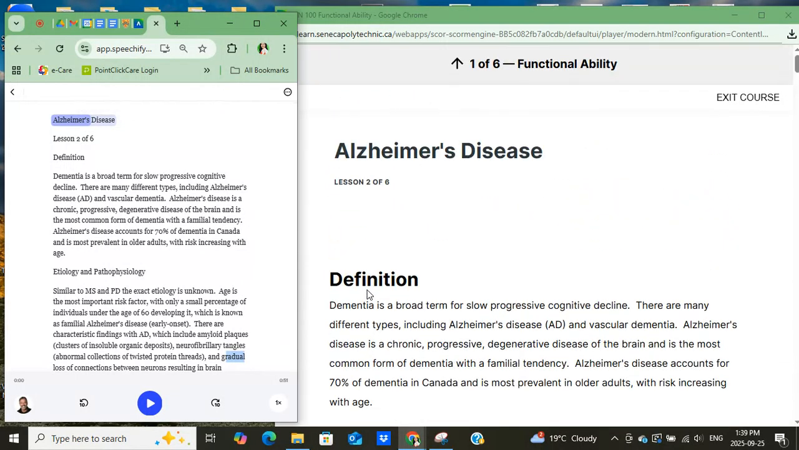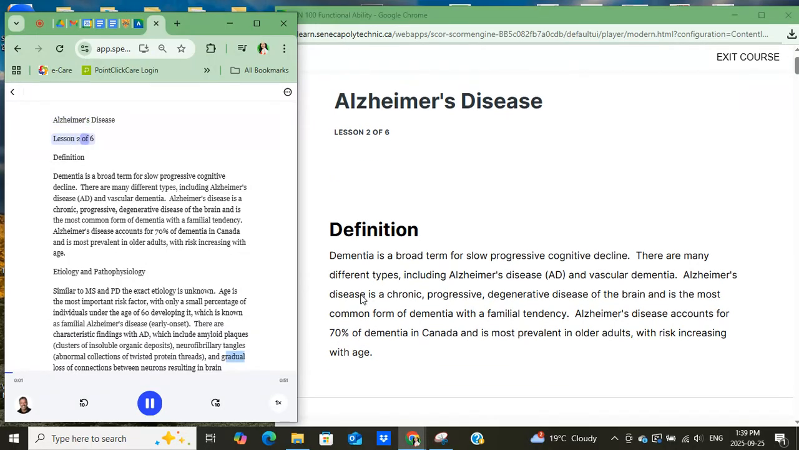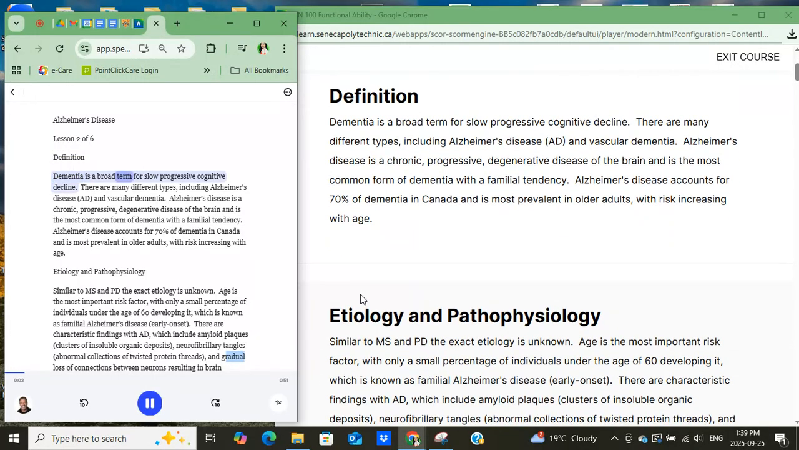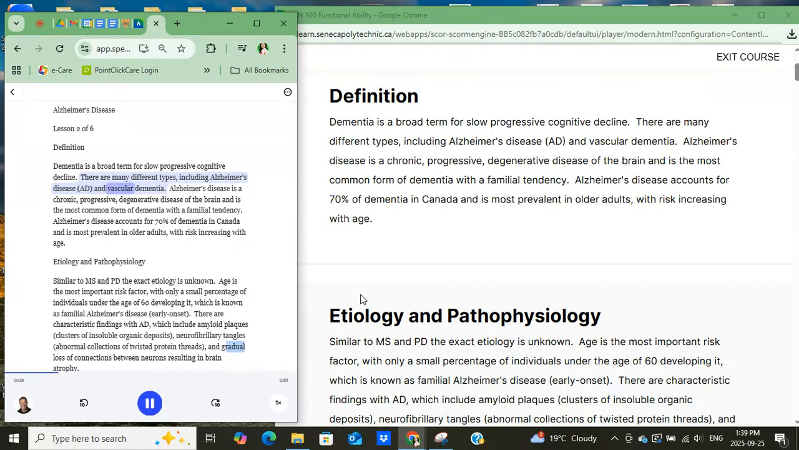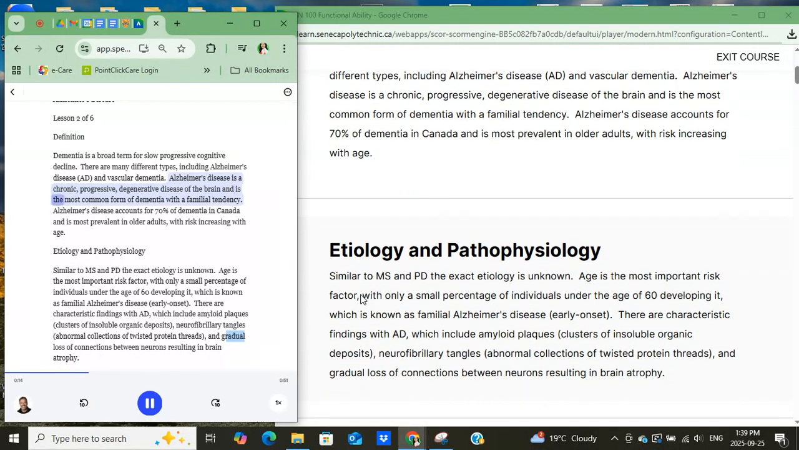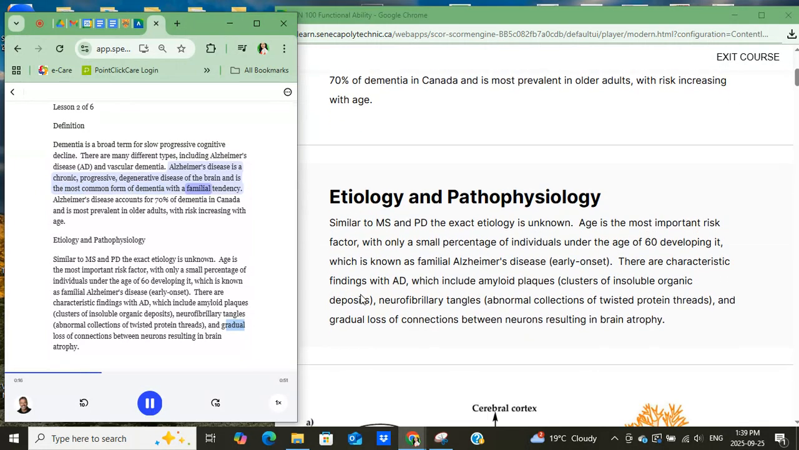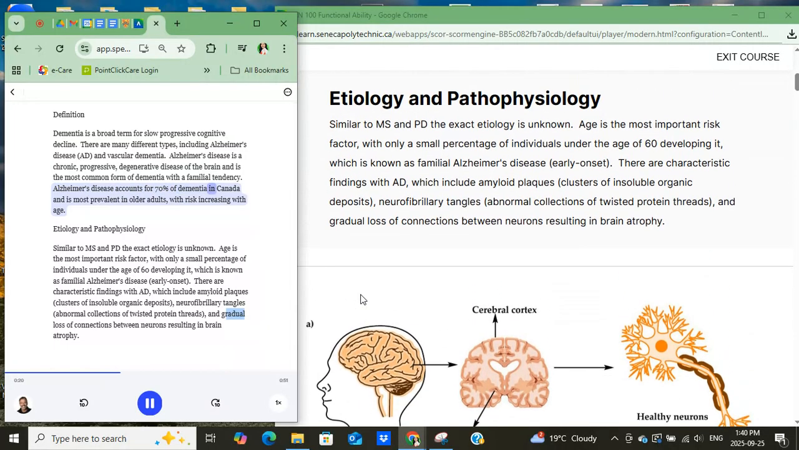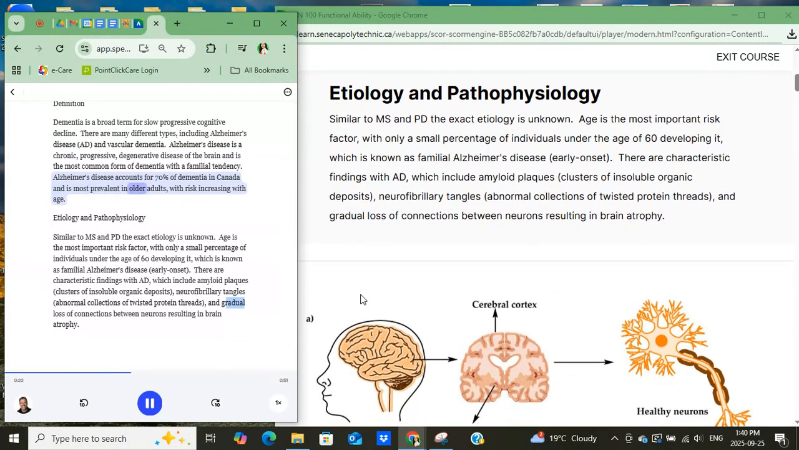Alzheimer's disease. Lesson 2 of 6. Definition. Dementia is a broad term for slow progressive cognitive decline. There are many different types, including Alzheimer's disease, AD, and vascular dementia. Alzheimer's disease is a chronic, progressive, degenerative disease of the brain and is the most common form of dementia with a familial tendency. Alzheimer's disease accounts for 70% of dementia in Canada and is most prevalent in older adults, with risk increasing with age.